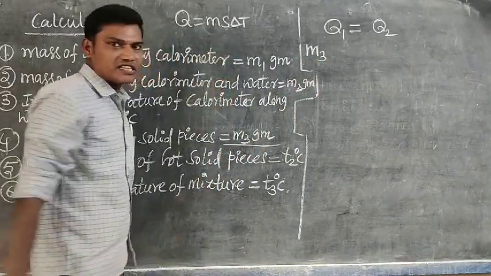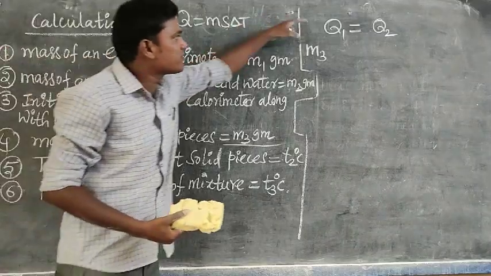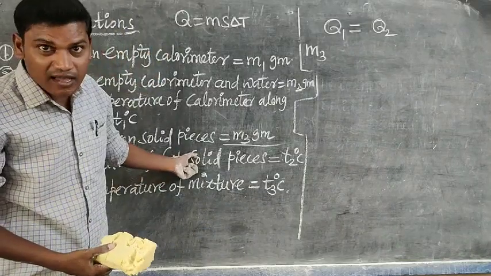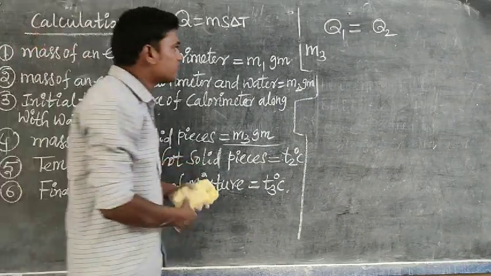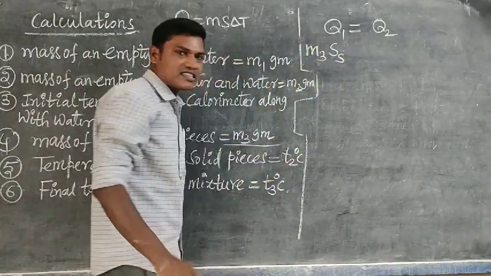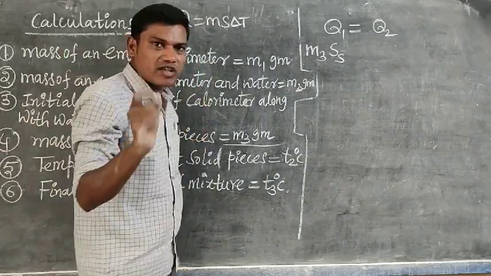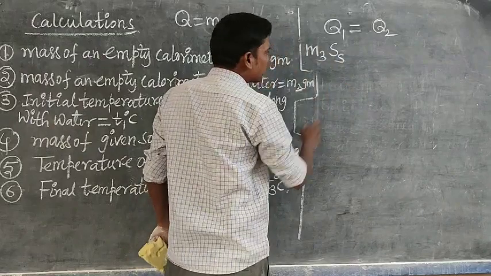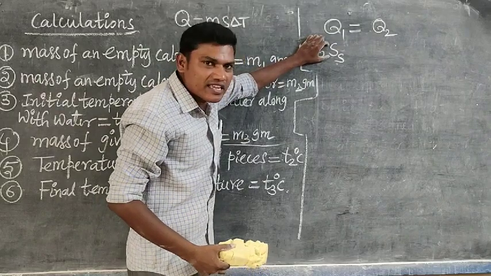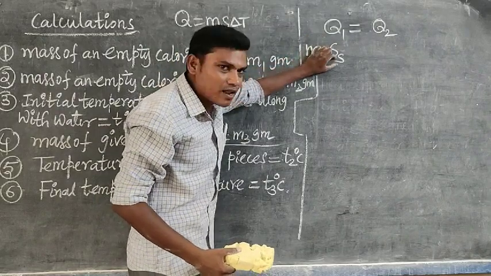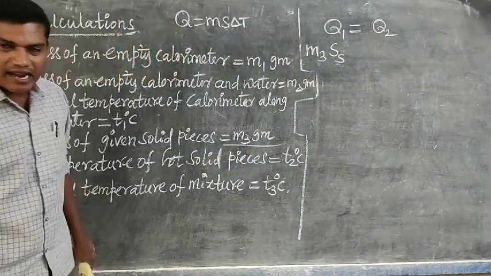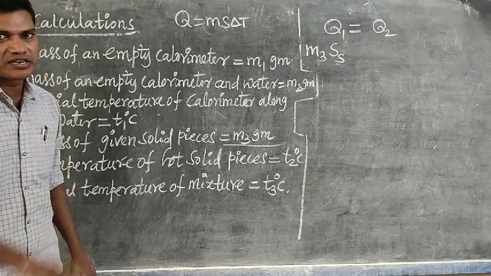Next, s represents the specific heat capacity. Which specific heat capacity? Q1 represents which one? Solid pieces. Which solid pieces are we taking here? Lead pieces. Not only lead, whatever it may be. That's why we can write s of s. M3 represents the mass of the solid pieces. s of s represents the specific heat of the solid pieces. The capital S represents specific heat, and the small s represents the solid pieces. That's why specific heat of solid. Next, what is there? Delta T. Delta is nothing but change, T is the temperature. Change in temperature.